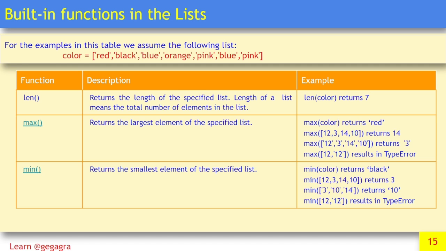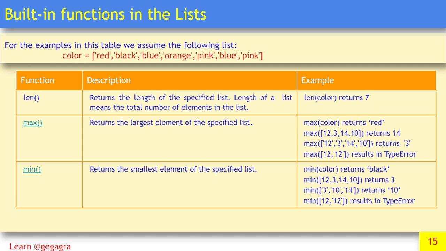So it will give red. When I talk about a list of numbers, suppose the list is 12, 3, 14, and 10. If I apply the function max on this list, it will return 14 because 14 is the maximum.